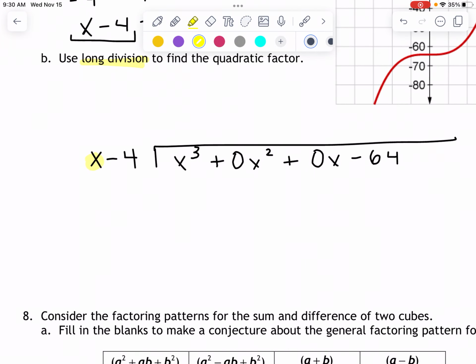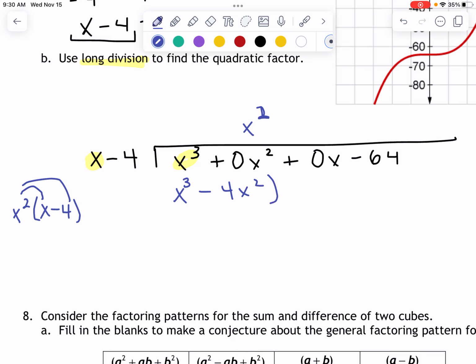Let's compare. I'm thinking to myself, x times what gives me x cubed? That would be my x squared. Little side work happening over here. I'm going to take my x squared times x minus 4, distribute that through to give me x cubed minus 4x squared. I'm going to go ahead and subtract these. x cubed minus x cubed is 0. 0x squared minus a negative 4x squared is a positive 4x squared. Minus a negative gives me plus a positive. I'm going to bring down this plus 0x and this minus 64.